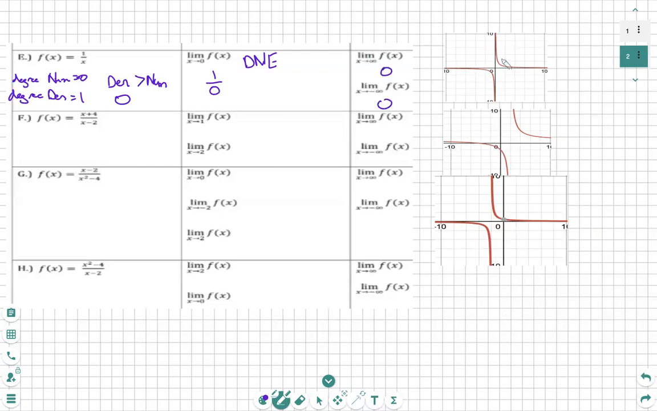And we can confirm that by looking at the graph. As I continue going right, it goes to 0. As I continue going left, it goes to 0. It never crosses, because we have a horizontal asymptote at y equals 0.